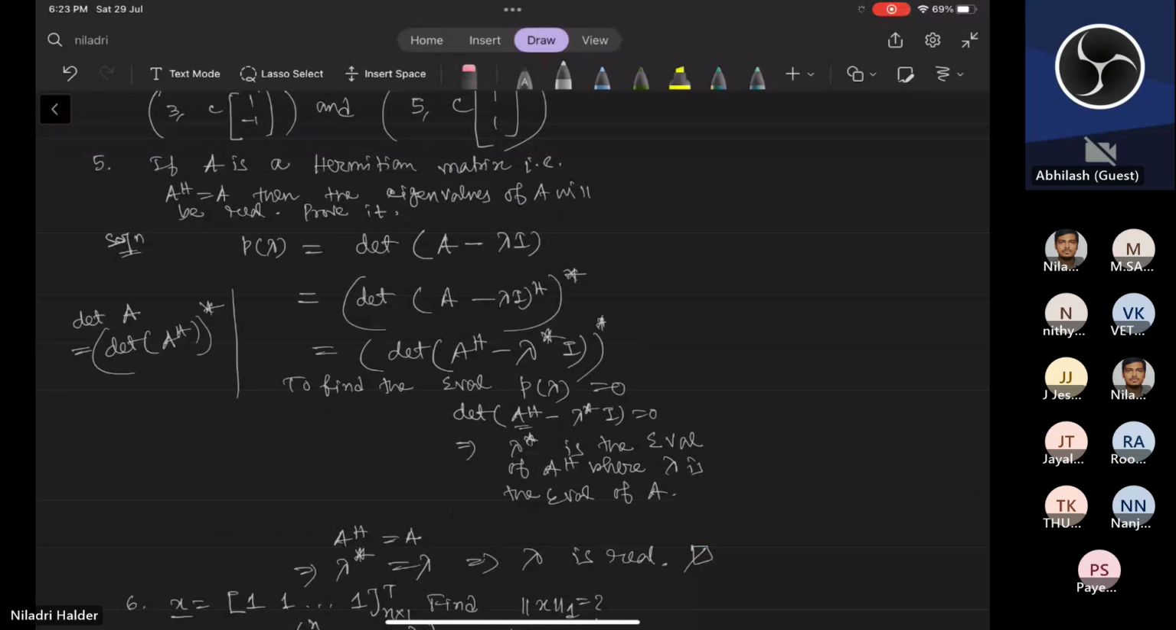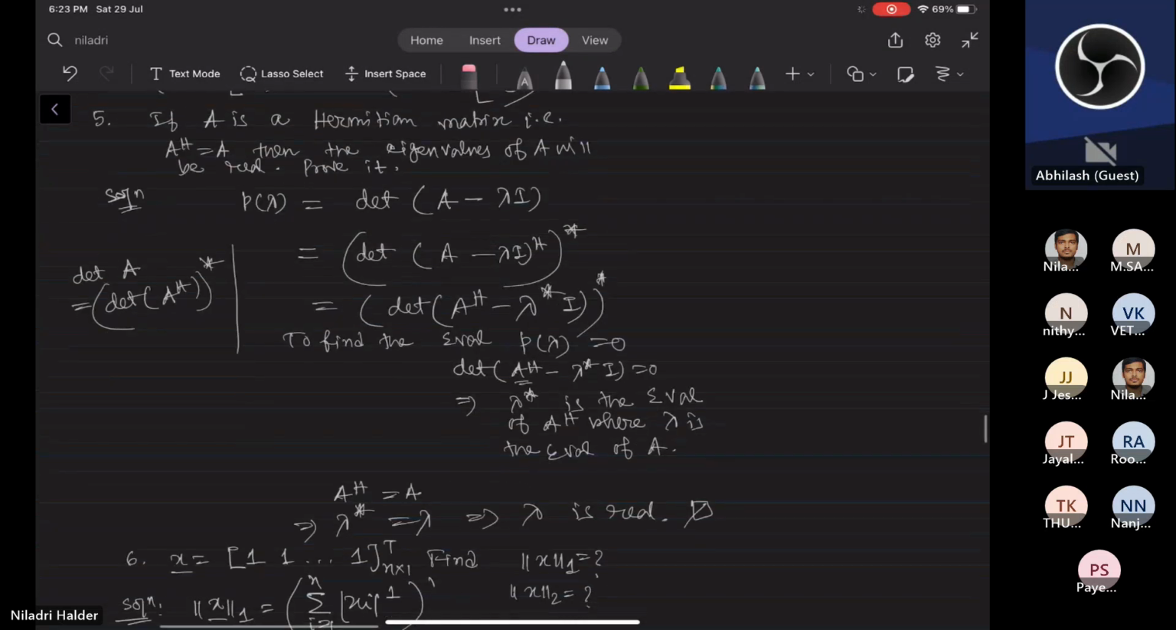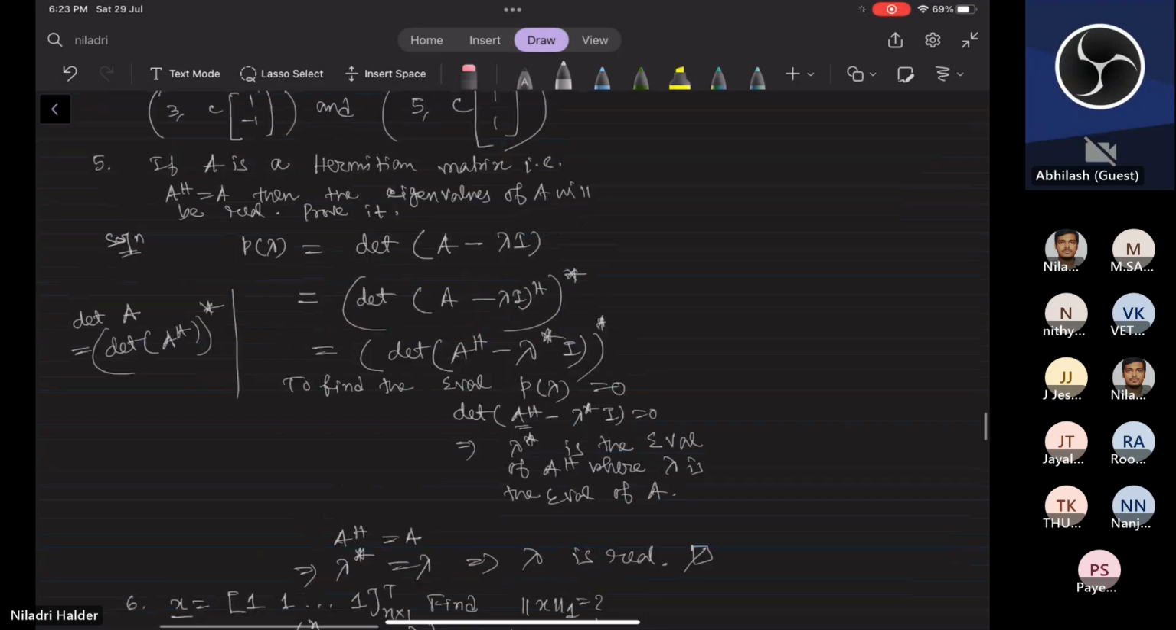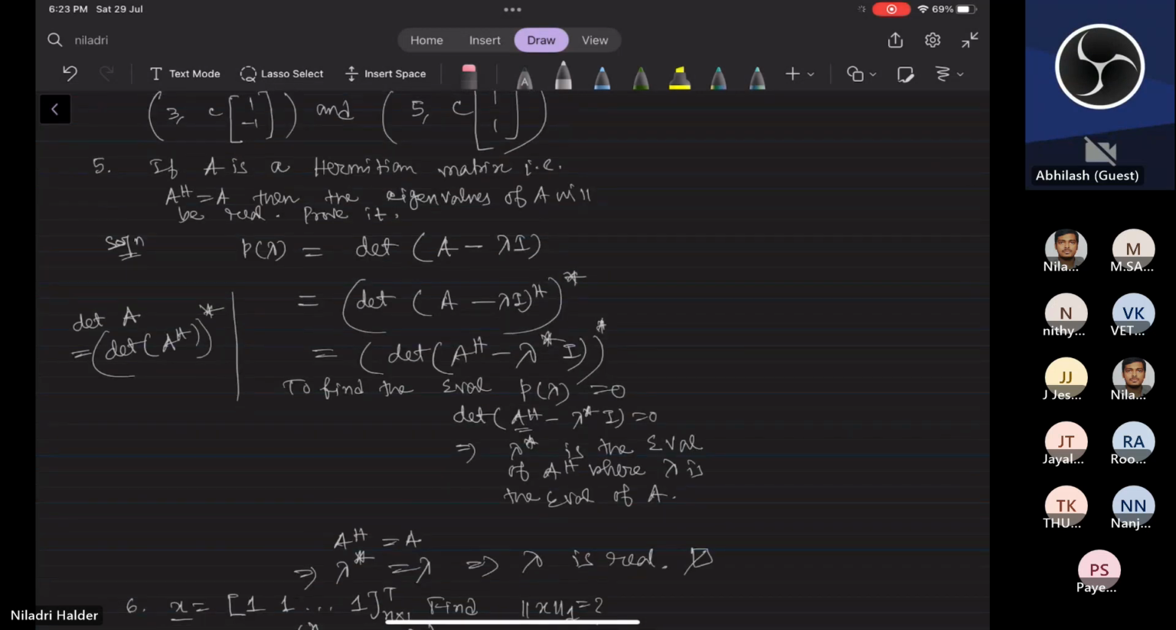Suppose A Hermitian equals A, then what should be the eigenvalues of A? It should be real, and we need to prove it. So how to prove? I showed that if A has an eigenvalue lambda, then A Hermitian will also have eigenvalue lambda star. That I have shown by taking the characteristic polynomial.